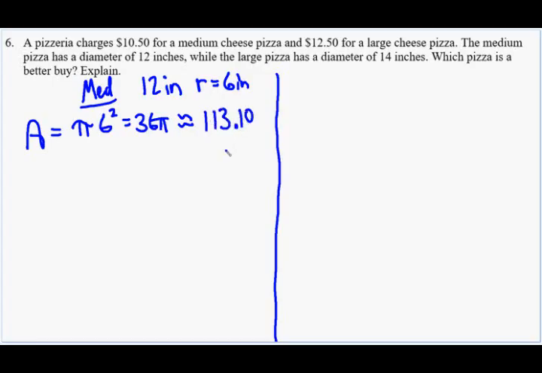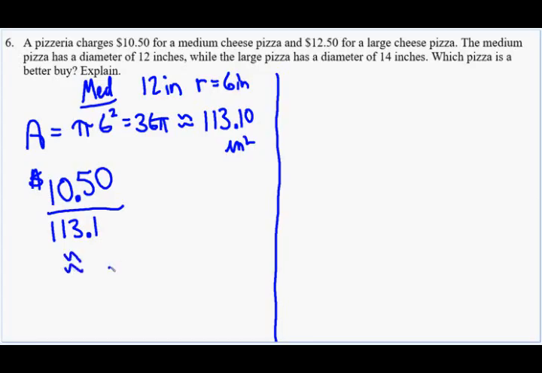113.10 square inches. Now, if we take the price of that pizza, the medium pizza was $10.50, and we're going to divide that by the 113.1 square inches. And if we do that, we get approximately 0.09 dollars. So that's 9 cents, or $0.09 per square inch.